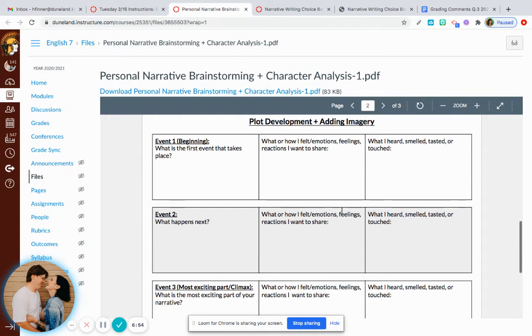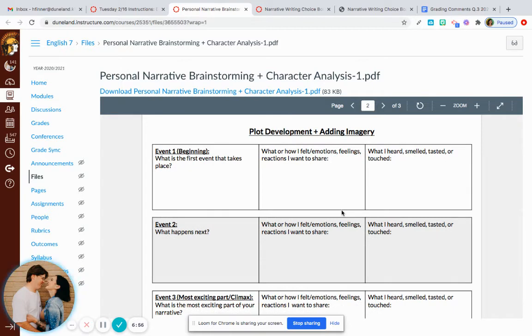Next, plot development and adding imagery. Now I want you to think, okay, what's the first event that's going to take place in my story? If we're using my skydiving story as an example still, I could say the first event that takes place is us driving there, right? Me and my family driving to Skydive Chicago. So that could be my first event. And then I could write about the emotions I felt or any kind of reactions that I want to share. So maybe I felt nervous, maybe it didn't hit me yet because we're not at the building yet.